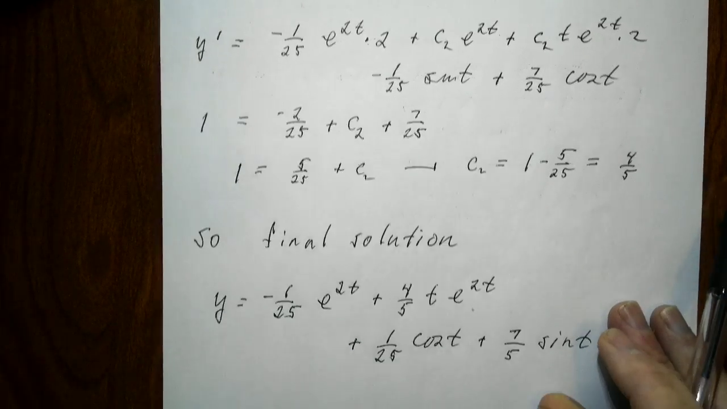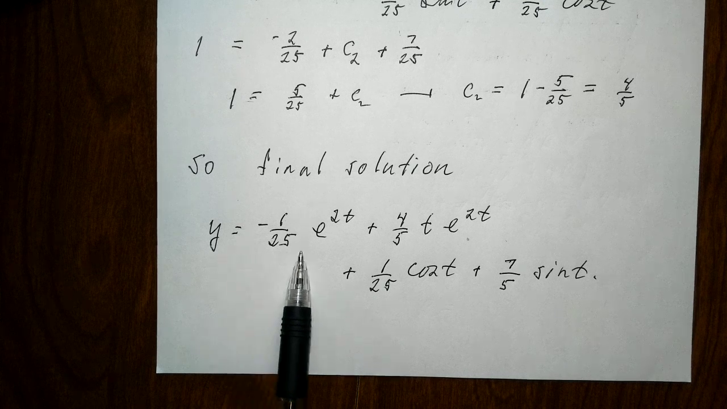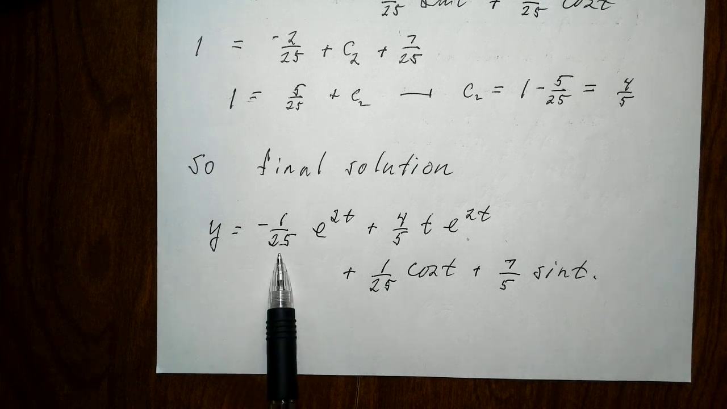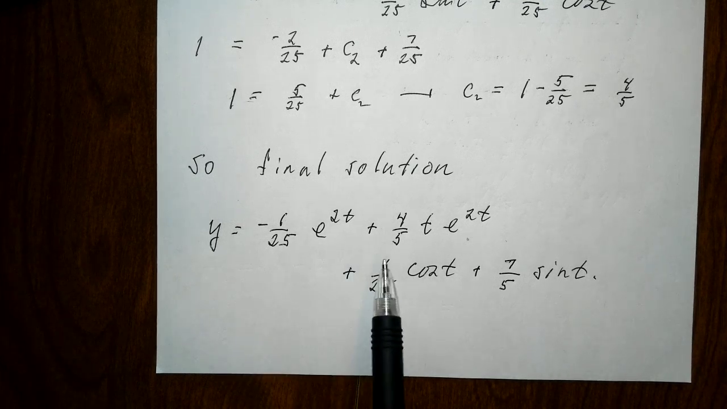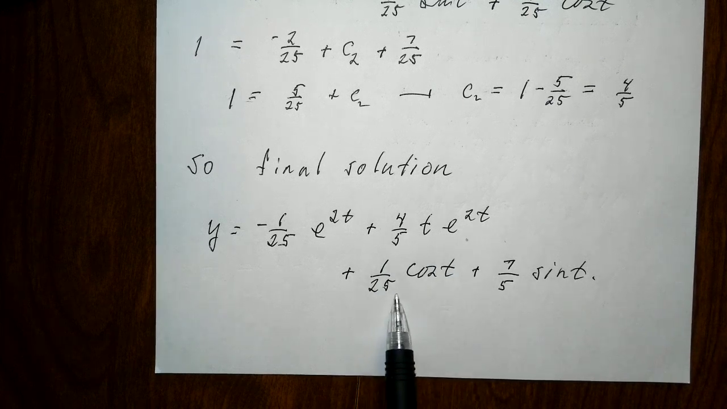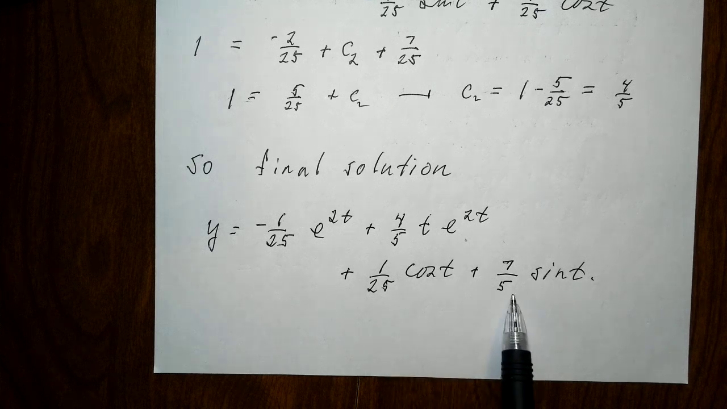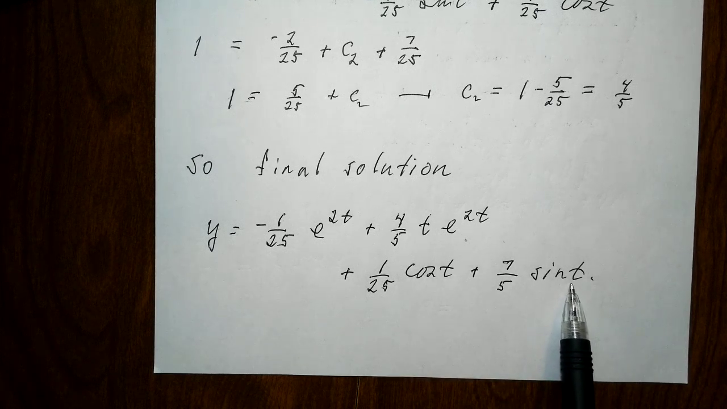So the final solution to the non-homogeneous initial value problem is y equals minus 1/25, that was c1, e to the 2t, plus c2, 4/5 t e to the 2t, plus our solution to the non-homogeneous, which is 1/25 cosine t plus 7/25 sine t.